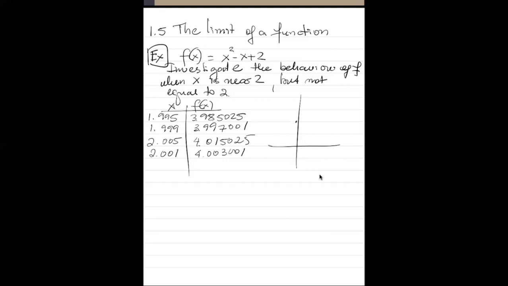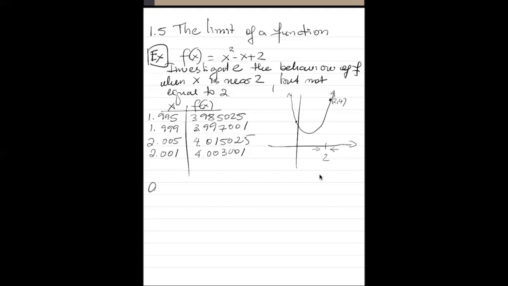I can also show the graph. And so the graph is a parabola. And here is 2. So as we're approaching 2 from the right or from the left, what's happening to the y value? If you plug in 2 exactly, you're going to see that it's 4. So if x is 2, y is 4. But we don't care what's happening at 2. We want to investigate the behavior of f in the neighborhood of 2.